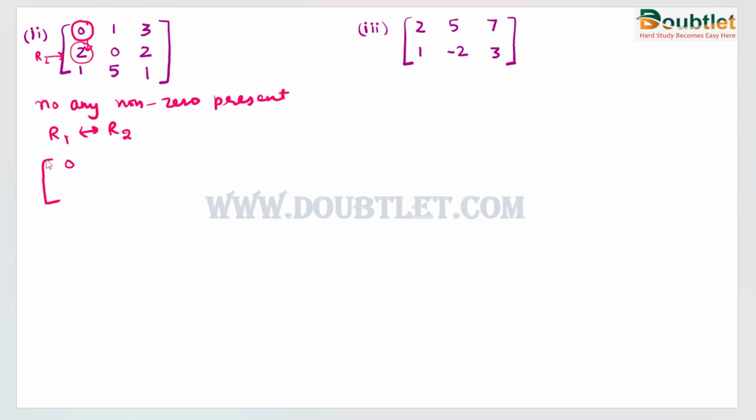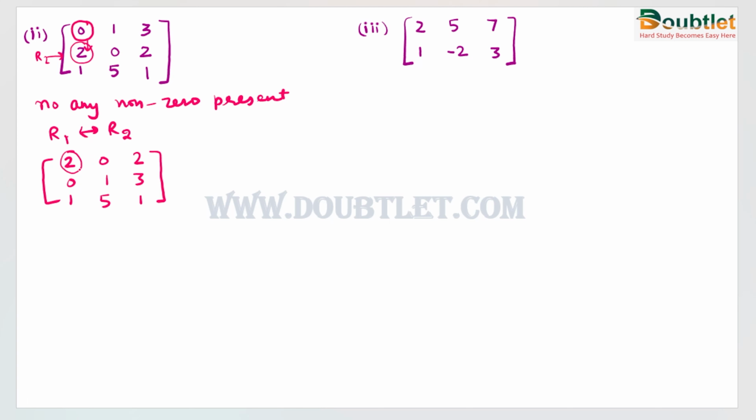Sorry, we have interchanged it. So we will write the second row in the first row: 2 0 2, 0 1 3, this is 1 5 1. Now we can see that the first element, that is the leading element, is non-zero. So the first condition is satisfied.